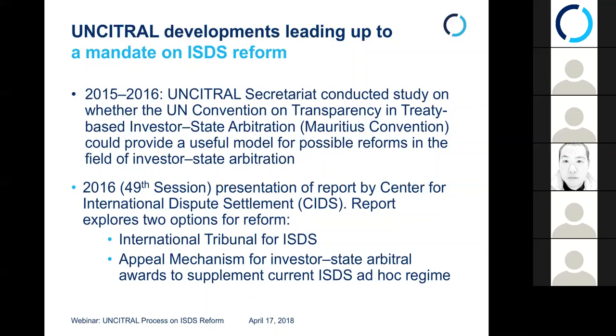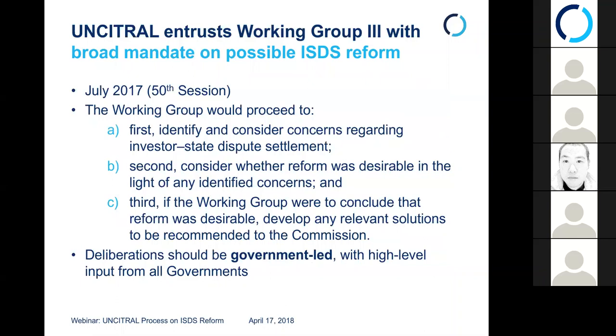Interestingly, as an aside, this report was authored, or the lead of the report was Gabriel Kaufmann-Kohler, who is one of the top arbitrators in the field. And there was some criticism about this, to choose someone who was really on the inside to propose this extensive reform project. But we can't go into that right now. I just wanted to mention it. The mandate was discussed in 2017, and it ultimately resulted in a broad mandate, but also quite timid.